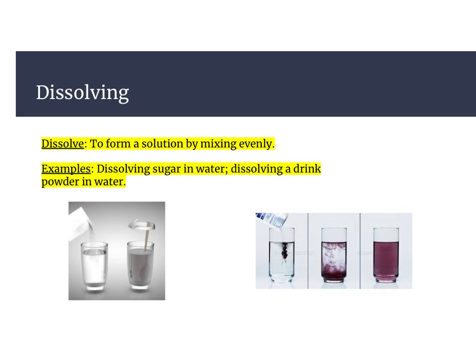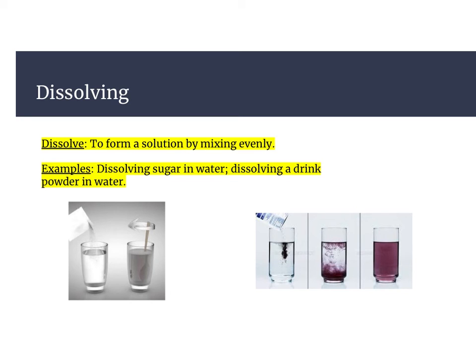Moving on to a new topic that you're probably more familiar with, we're going to get into dissolving. When we dissolve something, essentially it means to form a solution by mixing evenly. Examples of dissolving would include sugar into water, as you see in the picture on the left, or dissolving a drink powder in water, the example on the right.